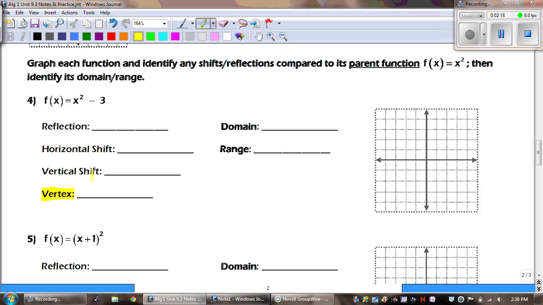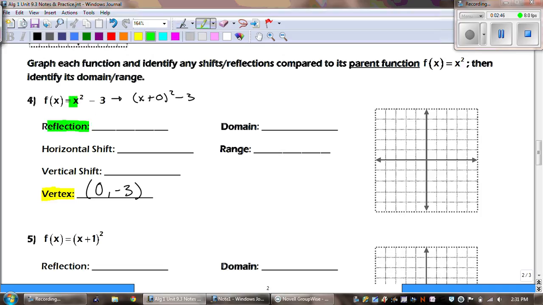Okay, remember the first thing we need to find is the vertex. Mr. Grice, there's no parentheses. Well, this is what we talked about in that first video. That's really saying x plus 0 squared minus 3. Okay, x plus 0. It cancels out, so we don't need it. But the vertex would be 0, -3.